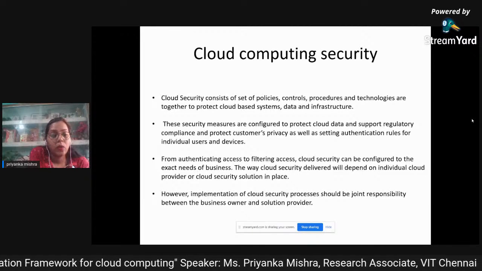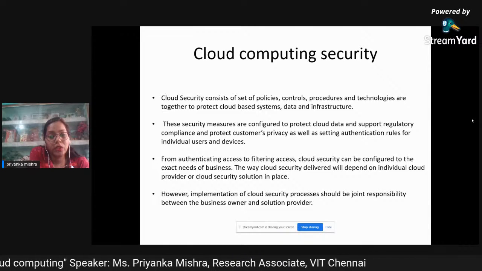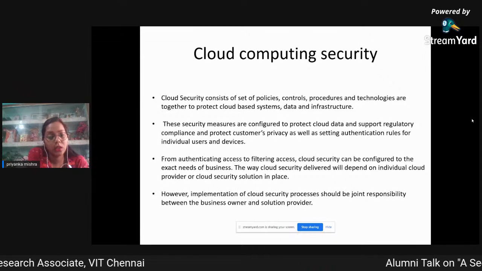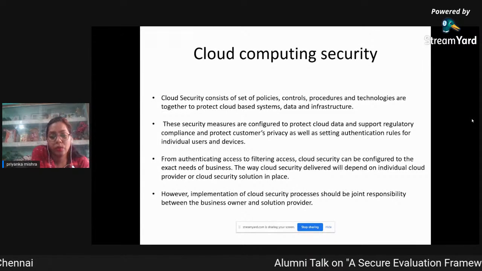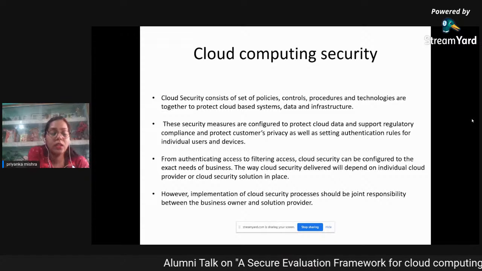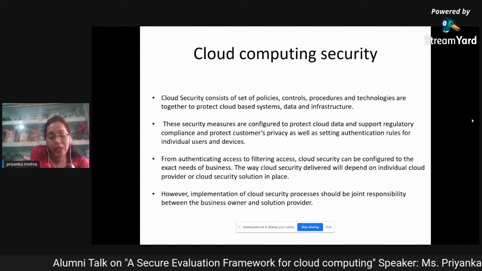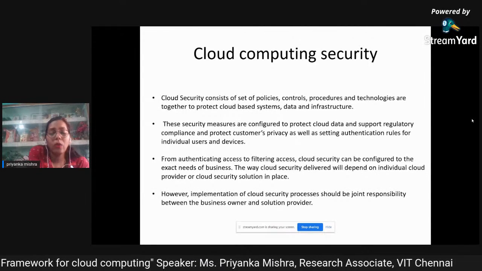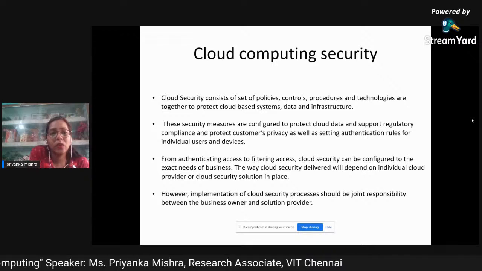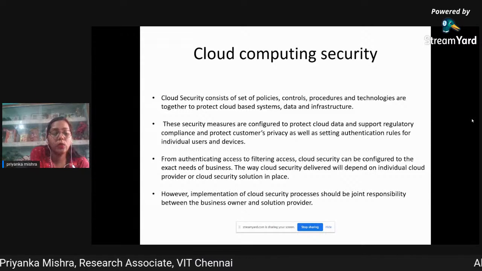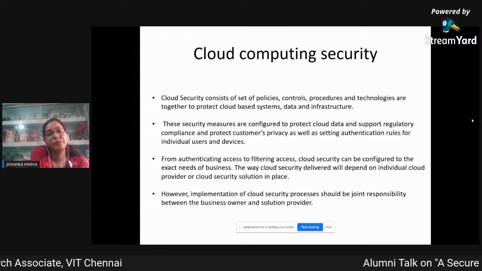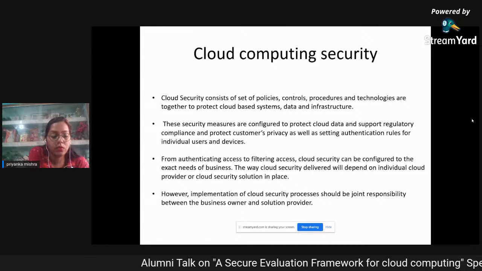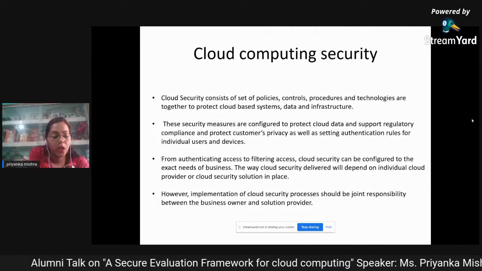However, the implementation of cloud security should be a joint responsibility between the user, the business owner and the service provider who provides the application. They need to give priority to security access to keep their information safe. So mostly we can say cloud security is the broad set of measures undertaken to protect digital assets stored online via cloud storage or cloud servers.